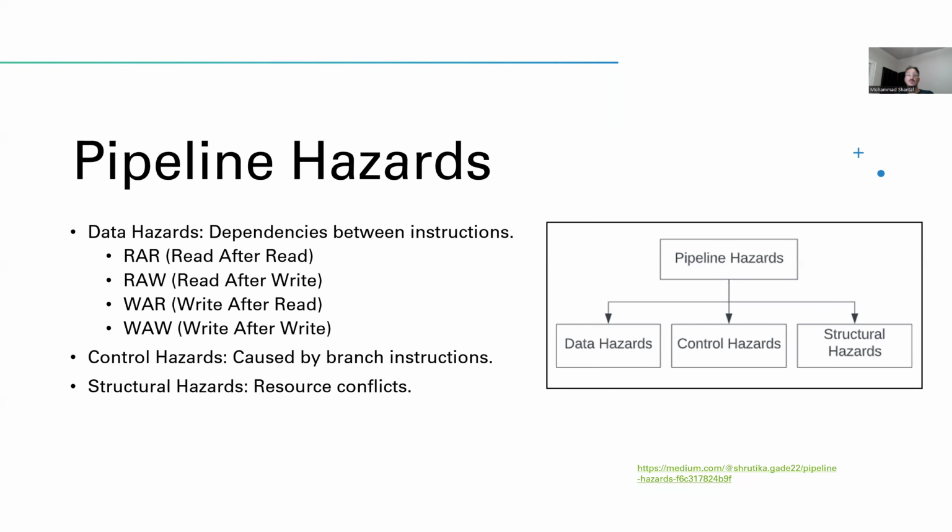Next, we'll talk about the pipeline hazards. We already talked about two of them, which are the write after read and write after write. Over here, there are data hazards, and there are also control hazards and structural hazards. All three of those are the hazards. Under data hazards fall the read after read, read after write, write after read, and write after write. Those are dependencies between instructions, whereas the control hazards are caused by branch instructions. As for the structural hazards, they have conflicts in resources.